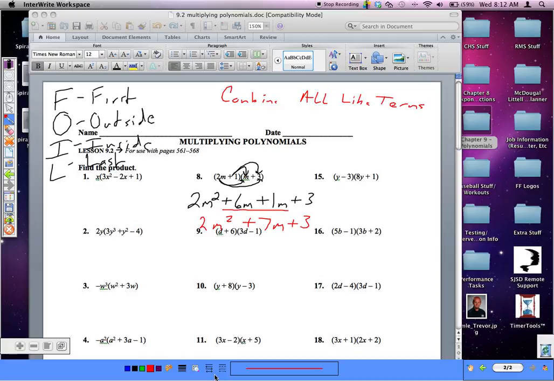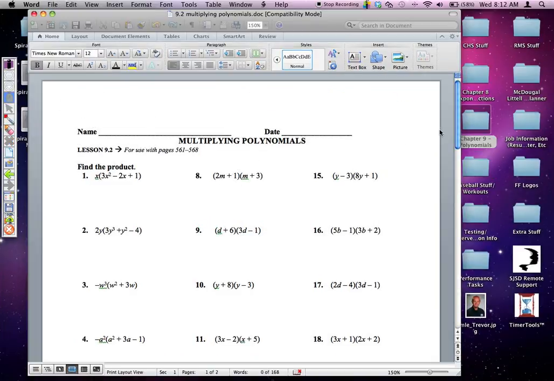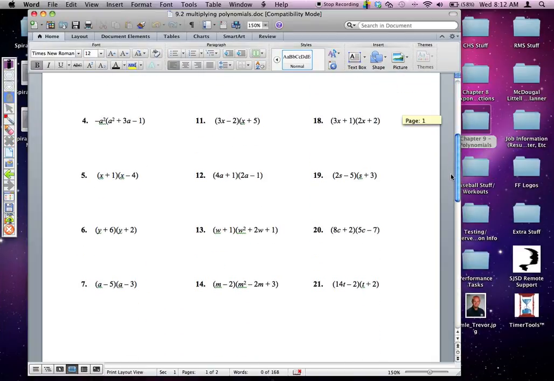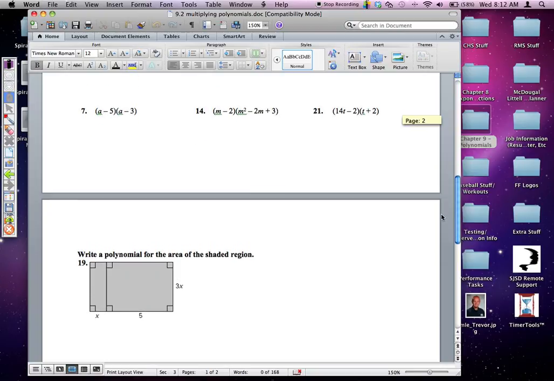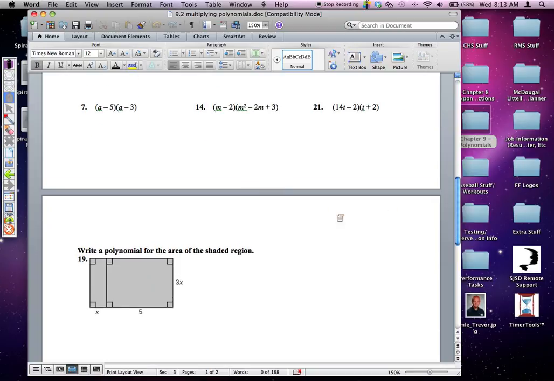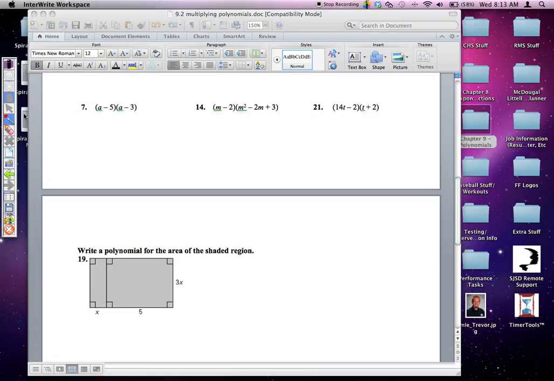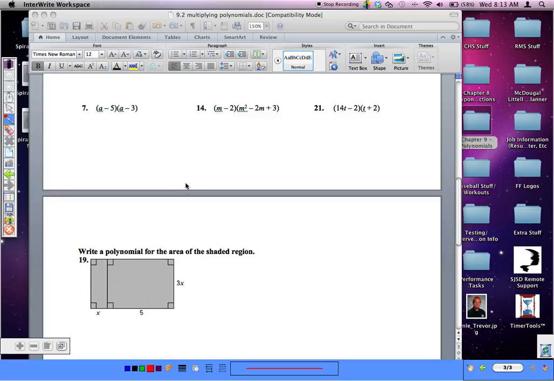Okay, my first hour working with us today has a question on a certain problem. So we're going to jump down to that problem, and we're going to take a look at it. That problem happens to be number 14. Now, number 14 is one of those situations where FOIL does not work because there are multiple terms. So let's jump into number 14, and let's figure this one out.